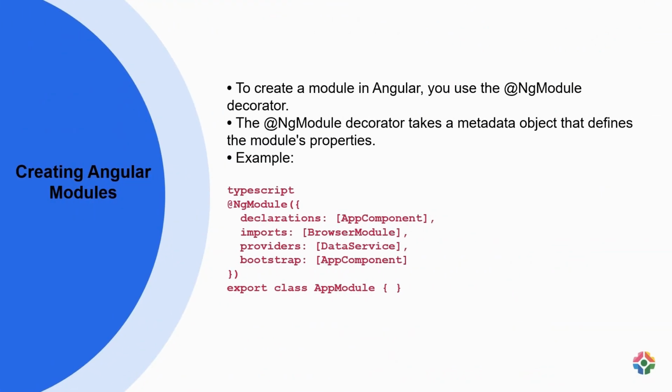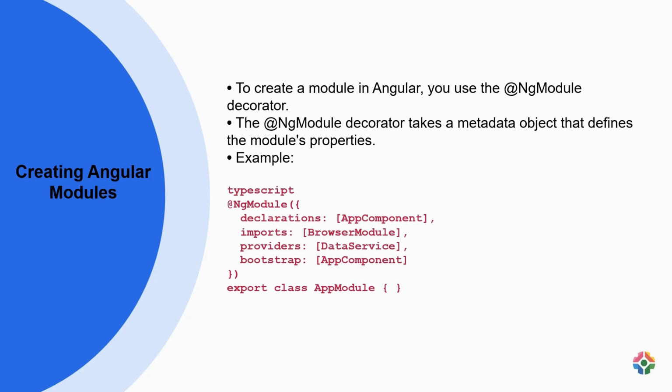Module creation in Angular involves using the @NgModule decorator. This decorator is utilized to define a module's properties by accepting a metadata object. Within this metadata object, you can specify declarations for components, directives, and pipes used in the module. Additionally, imports are declared to import dependencies, providers for services, and bootstrap for the root component.